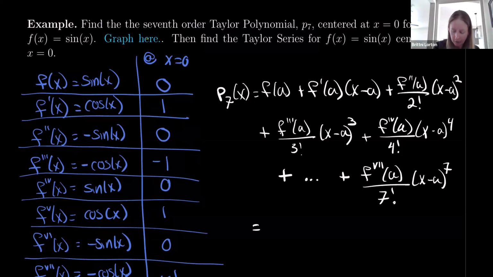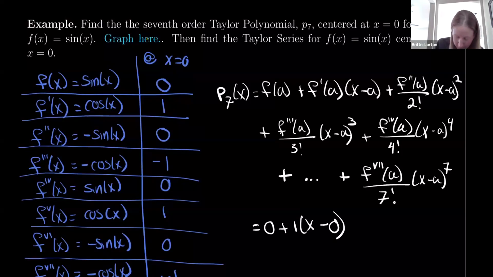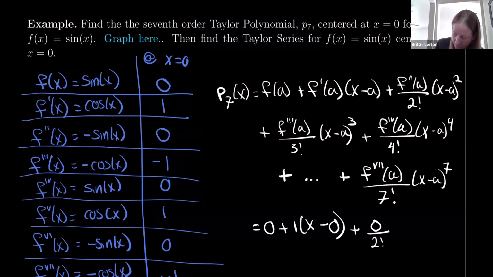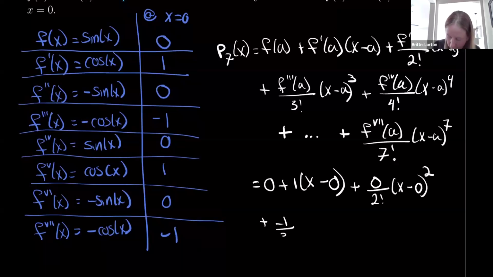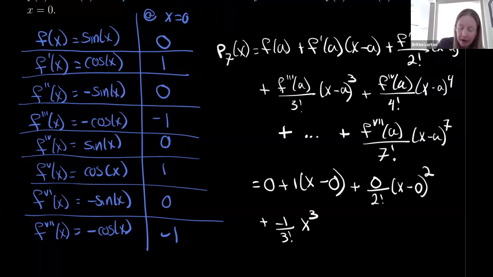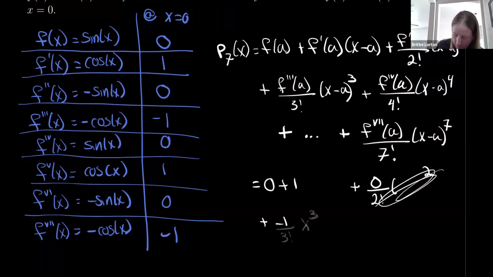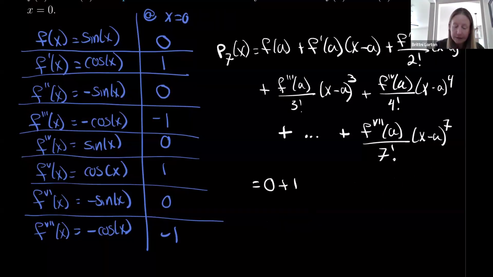So in this case, f of a plus f prime of a times x minus a. Now my center is 0, so that's going to become an x minus 0, plus f double prime of a over 2 factorial times x minus 0 squared, plus the 3rd derivative, which was negative 1 over 3 factorial times x minus a cubed. I'm going to stop writing the minus 0, because we know what the minus 0 is going to turn into. So I'm going to simplify this. I'm not done, but I'm just going to erase what I've got and try it again with some simplification.